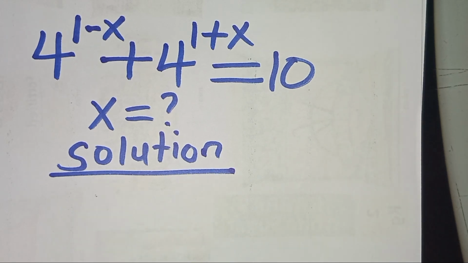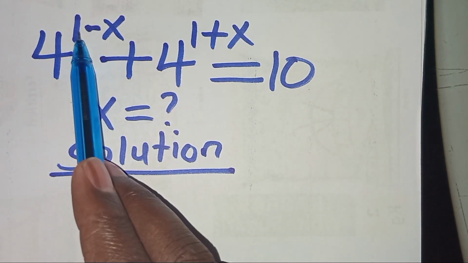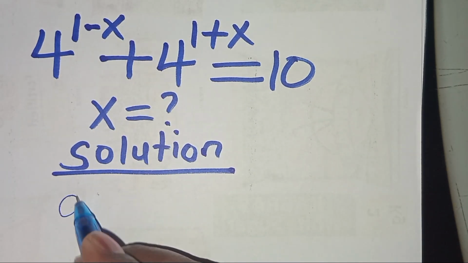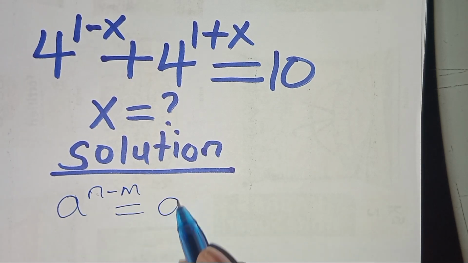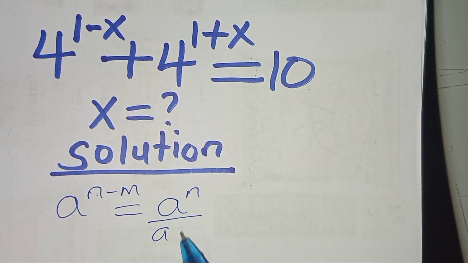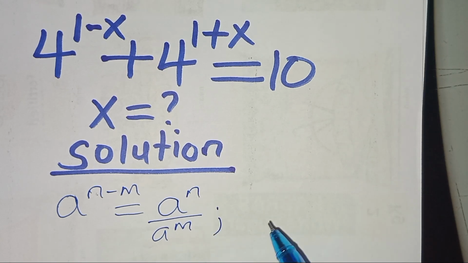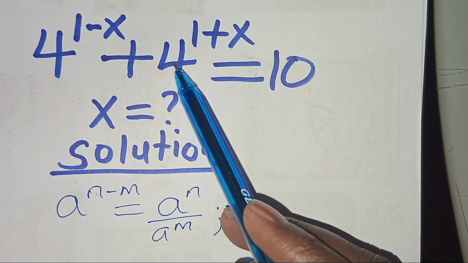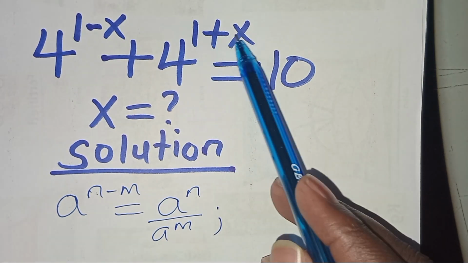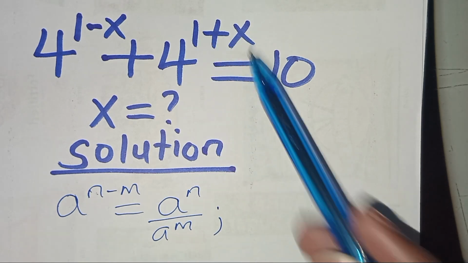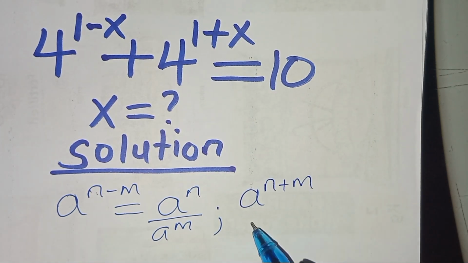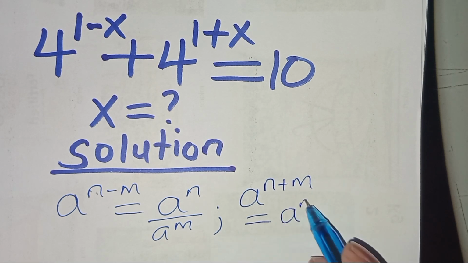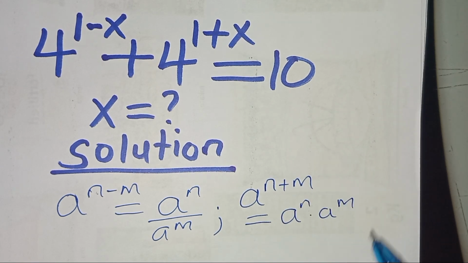Now, solution from here, we have 4 to power 1 minus x. This is in the form of 8 to power n minus m, which we can transform as 8 to power n divided by 8 to power m. Now, on this part, we have 4 to power 1 plus x. This is in the form of 8 to power n plus m, which we can express as 8 to power n times 8 to power m.